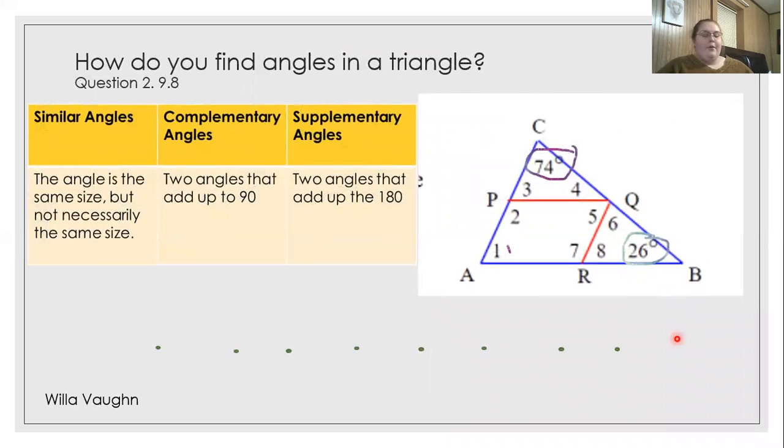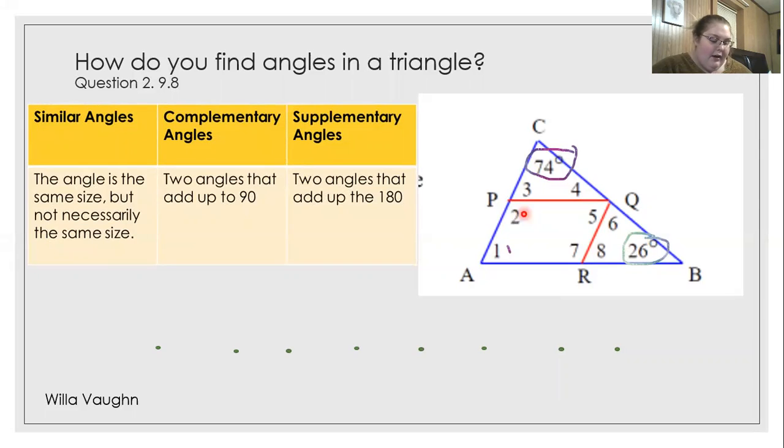Okay, so now we have question 2. How do you find angles in a triangle? You can see we have angle C and angle B as 74 degrees and 26 degrees. We know that all triangles are going to equal 180 degrees. So if you take 74 and 26 and subtract them from 180, you get angle 1, and you get 80 degrees for angle 1. Then you get angle 3 and angle 2.